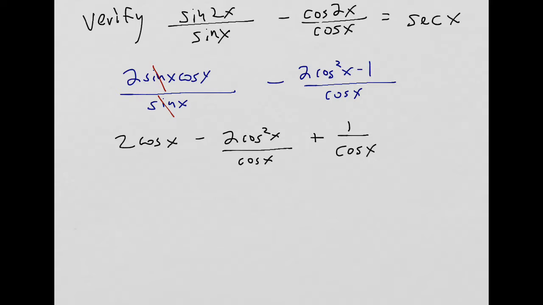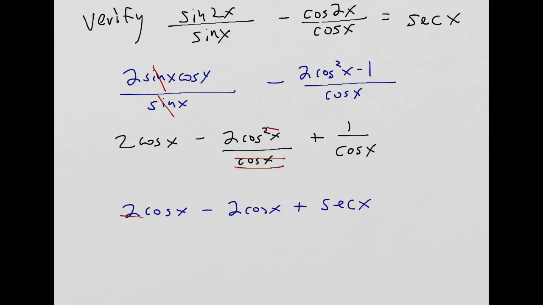And look what happens to this guy. Cosine squared of x divided by cosine of x. Remember, cosine squared is cosine times cosine. So this cosine is going to cancel out with one of these up here. Okay, so if we rewrite this, we get 2 cosine of x minus 2 cosine of x plus 1 over cosine of x, which we know is secant of x.